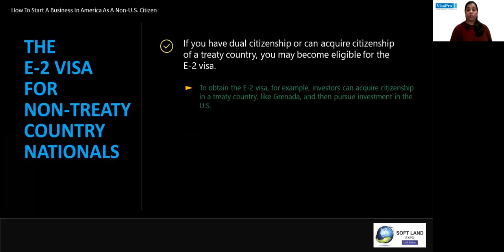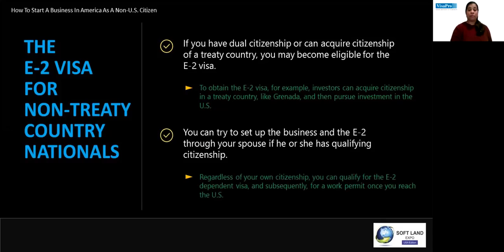This means if you have dual citizenship or can acquire citizenship of a treaty country, you may become eligible for the E2. For example, investors can acquire citizenship through investment in a treaty country like Grenada and then pursue investment in the U.S. You can also try to set up a business in the E2 through your spouse if he or she has qualifying citizenship. Regardless of your own citizenship, you'll be able to qualify for the E2 dependent visa and a work permit once you reach the U.S., where you can run the business with your spouse.